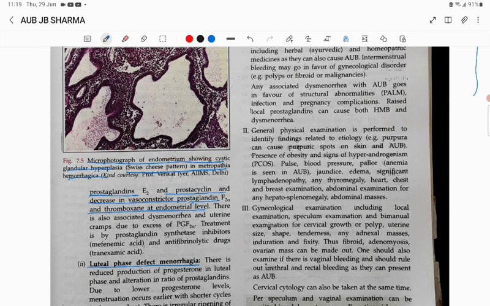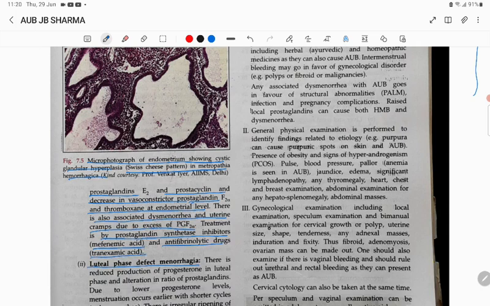The local causes are also associated with dysmenorrhea and uterine cramps due to excess of PGF2 alpha. Remember, there will be an imbalance between the vasodilators and vasoconstrictors. The vasodilators like PGE2 and prostacyclin will be increased, and there is a decrease in the level of the vasoconstrictors, prostaglandin F2 alpha and thromboxane. The treatment is by prostaglandin synthase inhibitor, mefenamic acid, and antifibrinolytic drug.